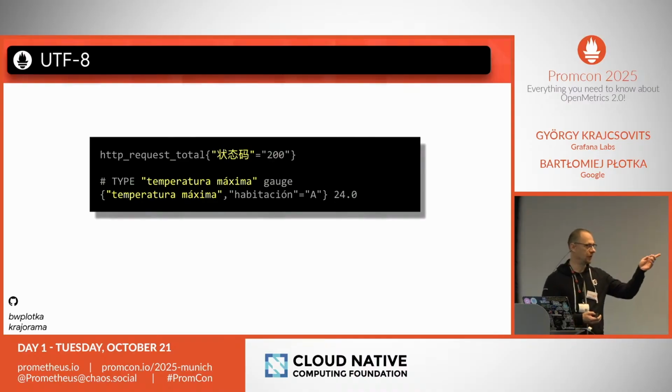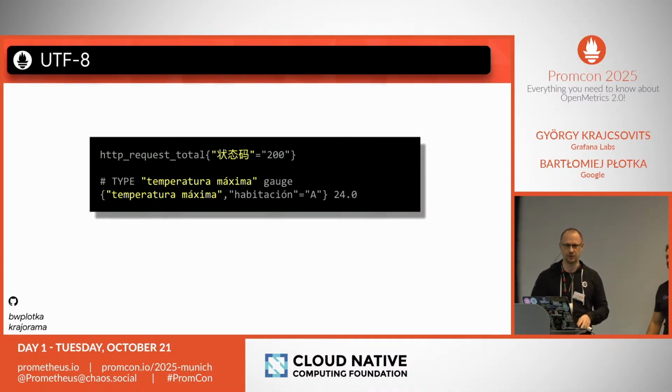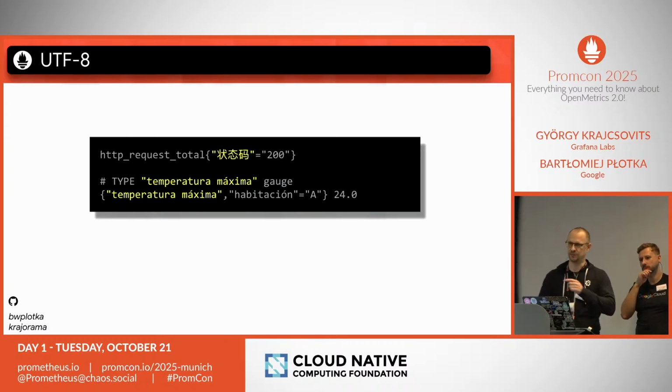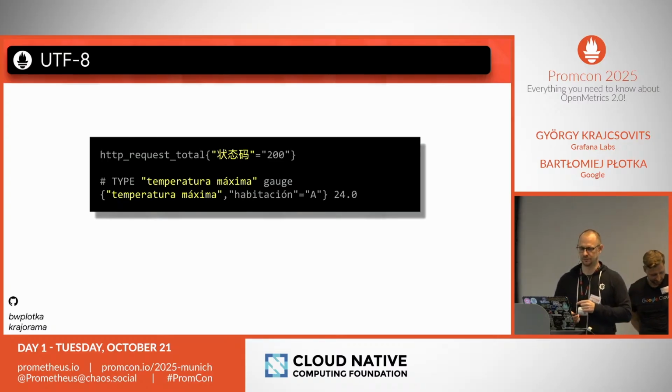So for example, you could have a label name called Chuang Taima. I'm sorry, I'm probably butchering that, but it's Chinese for status code. And also temperatura maxima, which is Spanish and also Portuguese for maximum temperature as a metric name. And we would allow this in 2.0. And this is already a hint at some changes to the naming conventions enforced by OpenMetrics 2, but we'll get back to that when I talk about suffixes.